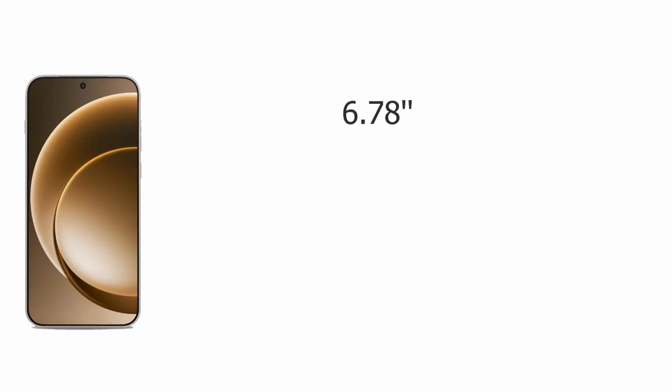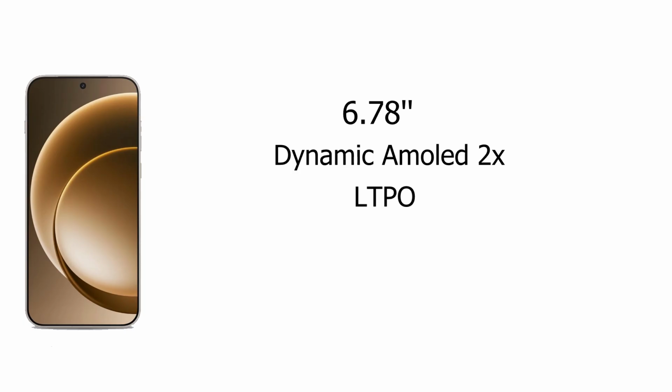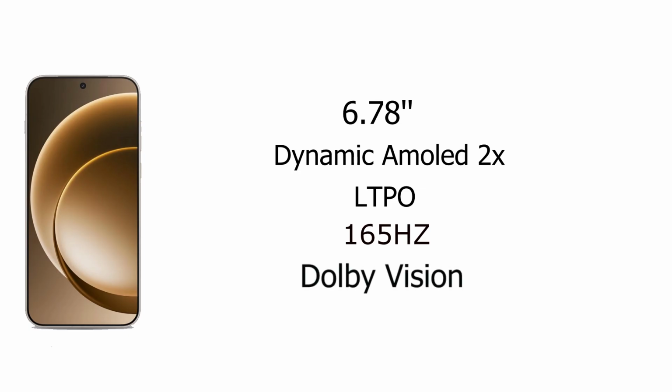By the way, this mobile is coming with a 6.78 inches Dynamic AMOLED display, and it is an LTPO display. And this display supports HDR10 Plus and Dolby Vision, and also it is a 165Hz refresh rate display. But the thing is, this is a 1.5K resolution display, whereas this S25 Ultra is a 2K resolution display.